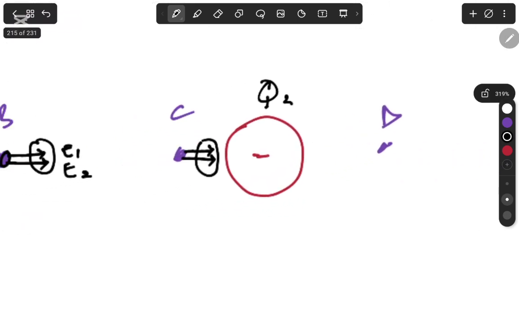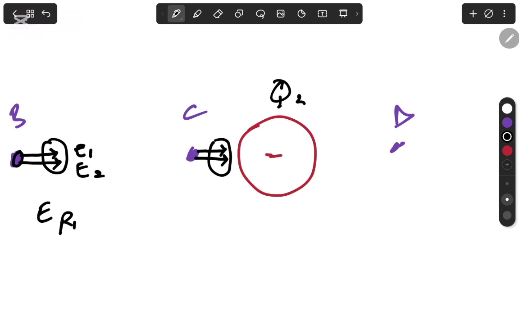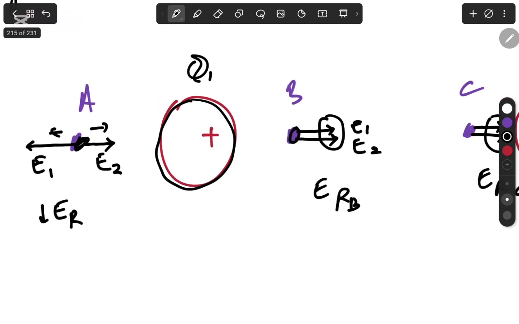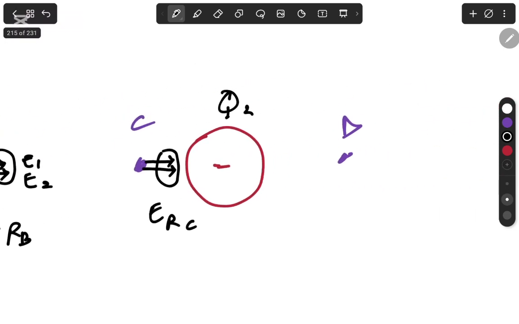Okay, now let's look here. So we're going to get the resultant field at B, resultant field at C. And then let's put the A here as well. Okay. Now let's look at this one.